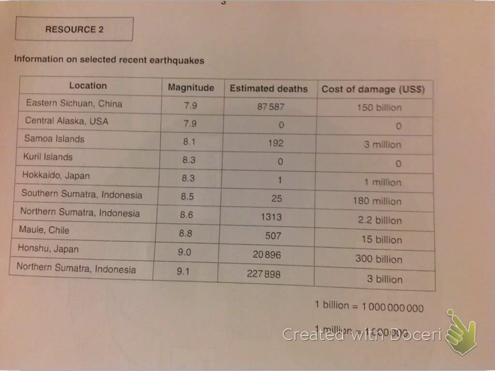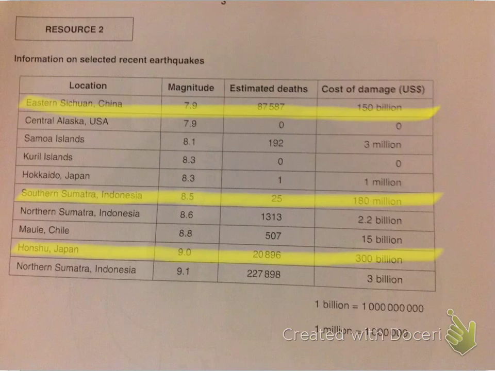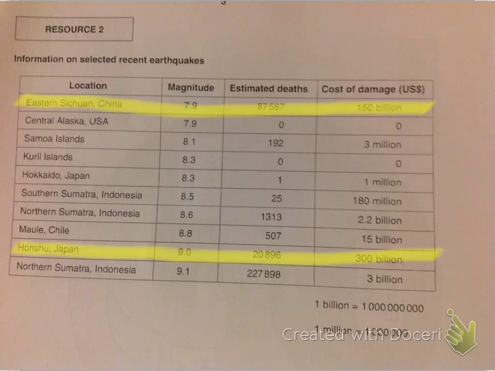For example, Honshu in Japan had a 9.0 magnitude on the Richter scale with 300 billion. You can see Indonesia 8.5, which was 180 million. Just realised what I've done there. So scrap my last comment because I can't figure out how to clear that bit of the recording.